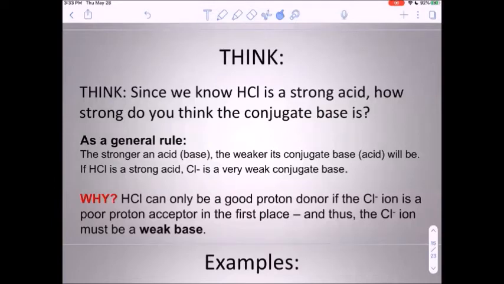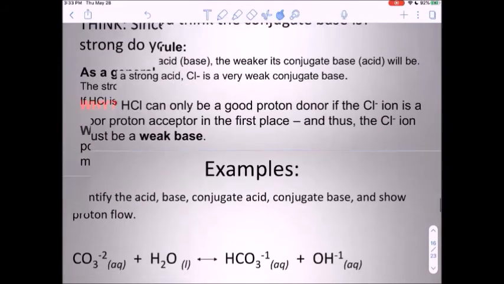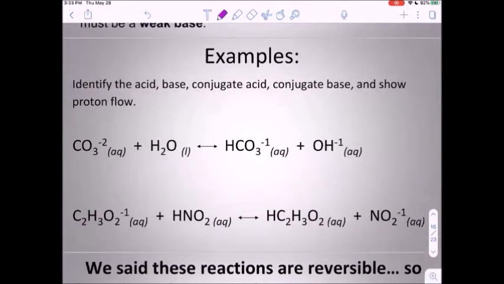If HCl is a strong acid, Cl- must be a very weak conjugate base. The reasoning behind this is that HCl can only be a good proton donor if that chlorine ion is a poor proton acceptor in the first place, so it doesn't hold on to it very tightly, and thus it must be a weak base. Here's a couple more examples that we'll walk through really quickly.